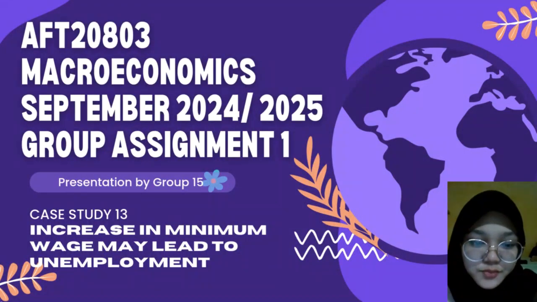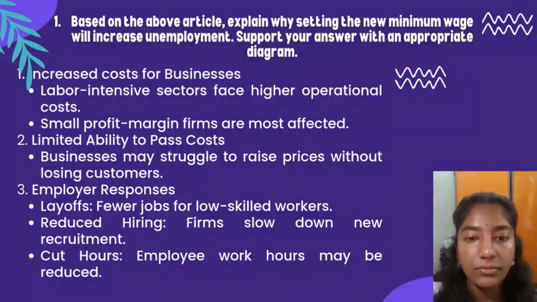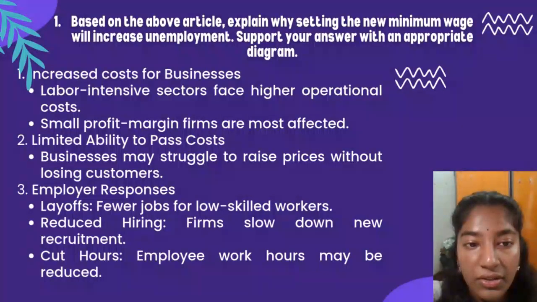Today we are going to present case study 13, increase in minimum wage may lead to unemployment. When the government enforces a higher minimum wage, firms with small profit margins face increased operational costs. Labor is often one of the largest expenses for business, especially in labor intensive sectors like retail, hospitality, and manufacturing.